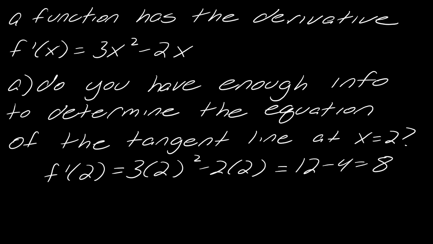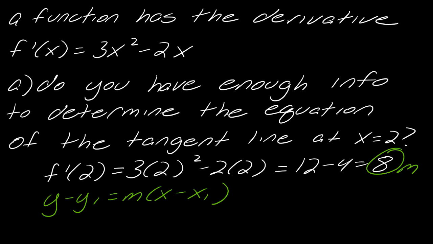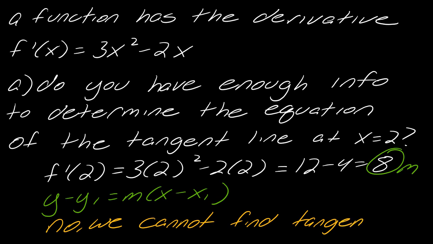Now, what does this 8 represent? You always want to remind yourself that this represents a slope, m. And to use that point-slope formula, I have y minus y1 equals m times x minus x1. So this 8 represents the m in this equation, but I need a point. And so here's the problem. I only have the x part of this. I don't have the y part. And since I don't know what the original function is, I don't have enough information to determine what the y coordinate is, so I cannot find the tangent line. So the answer here is no, we cannot find the tangent line because there is no y coordinate. We have no way of getting to that.